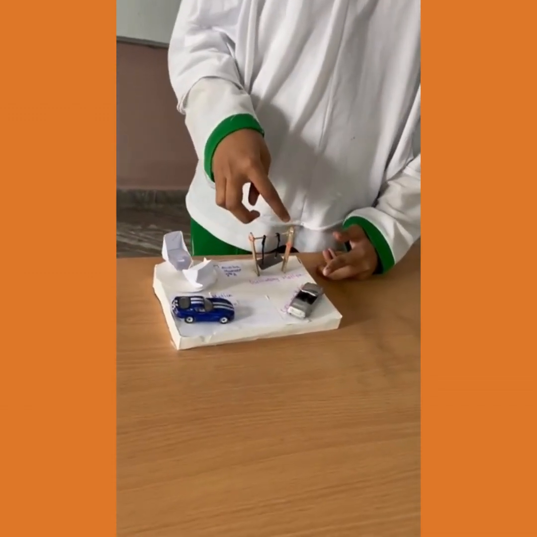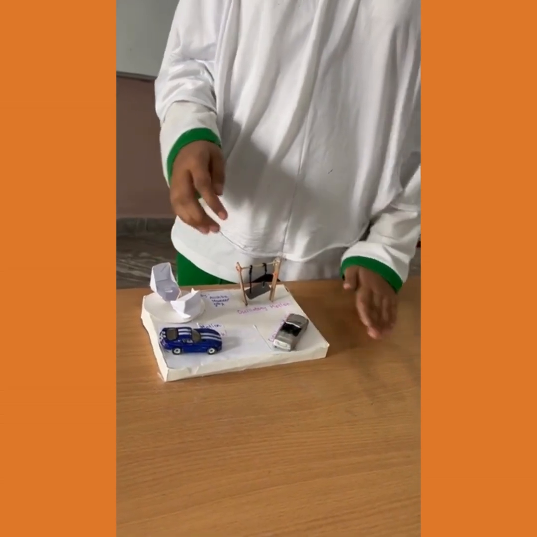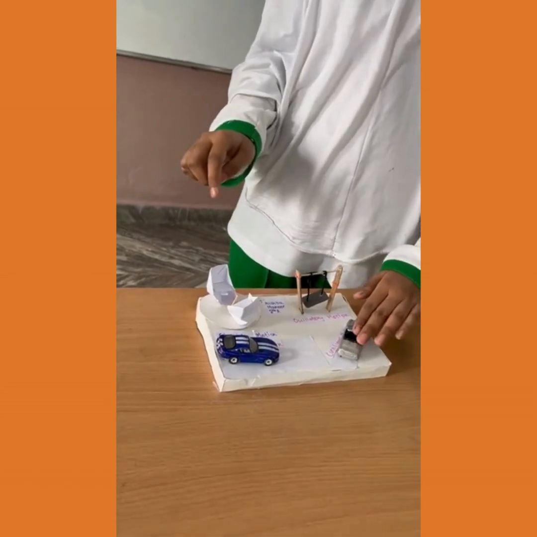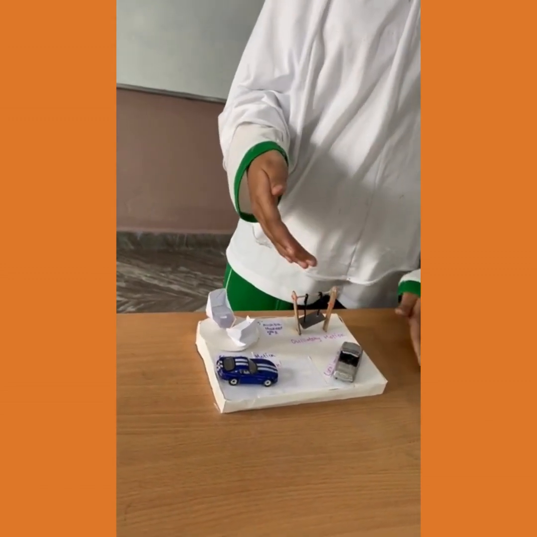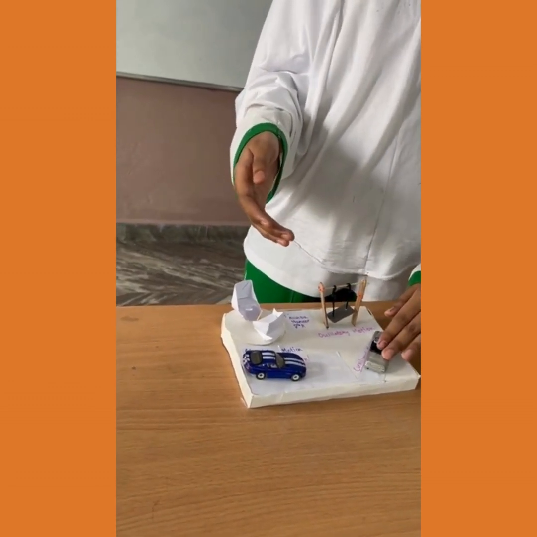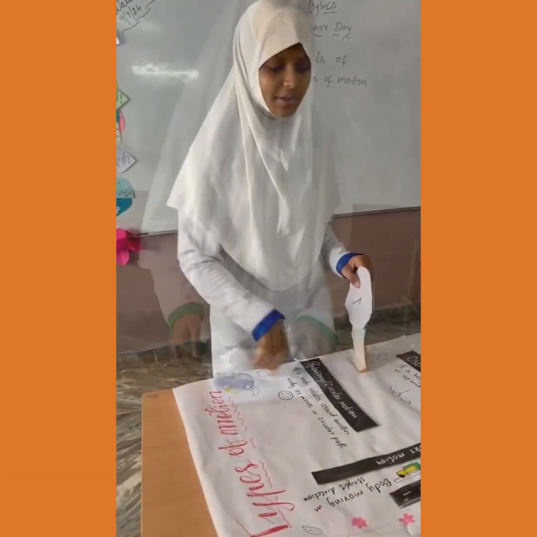Next one is curvilinear motion. A motion of a body moving along a curved path is known as curvilinear motion. For example, this car moving in a curved path. In curvilinear motion, the body moves along a known curve or fixed curve.